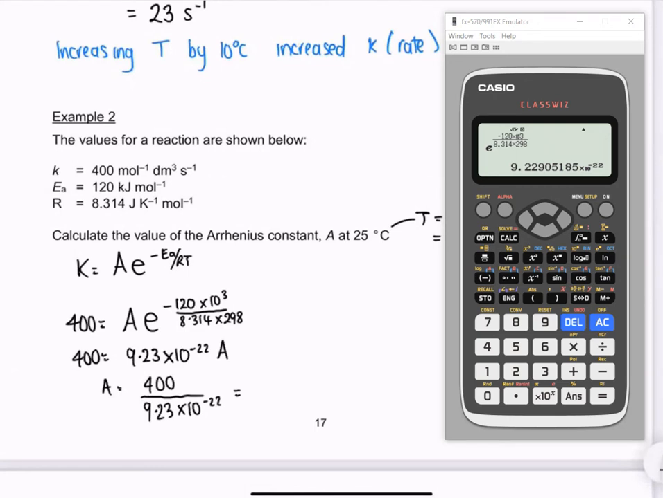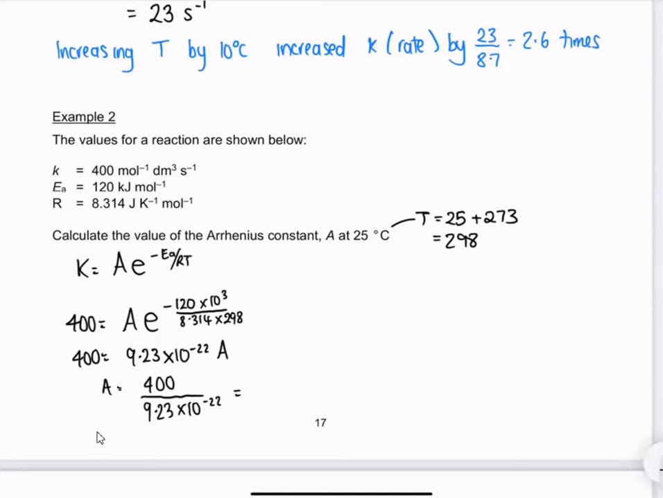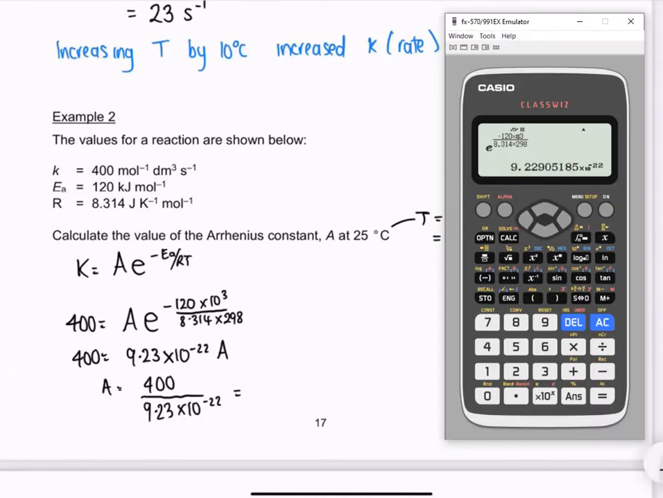So how would you rearrange that on your calculator? Oops, I've just lost my calculator. Let's just bring it back in. There we go. So I'm going to keep that number there in the display. So I'm just going to use the fraction button. I'm going to press 400 on the top. I'm going to go down to the bottom line, and I'm going to press answer. That will bring back that answer I just had. And there you go. You can see I've got 4.33 times 10 to the 23.